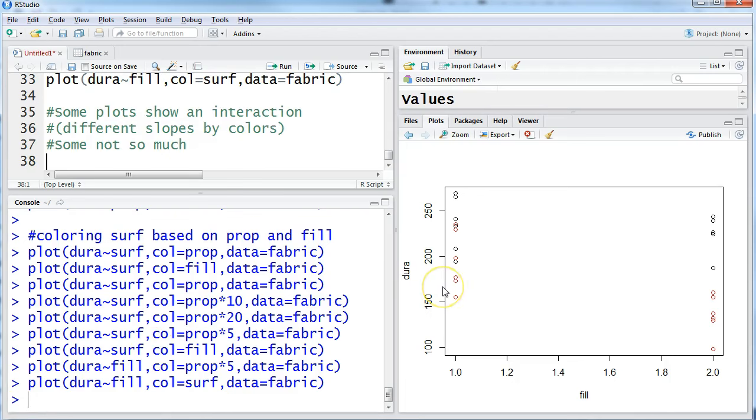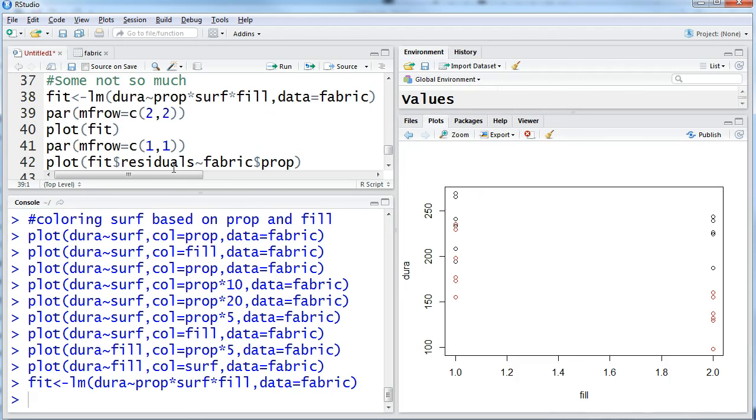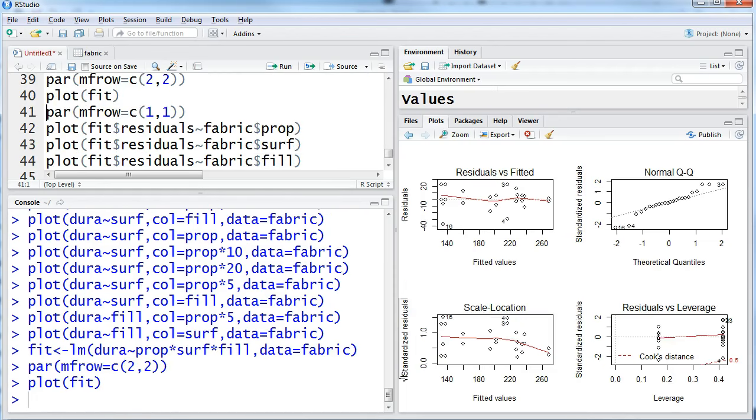So looking at those different plots, some of them show an interaction, some of them don't. How am I going to know which ones should be an interaction? Well, I'm going to do the lazy approach. That is going to give me all the interactions. And I didn't see much of a problem with the residuals before, but I'm still going to check them.